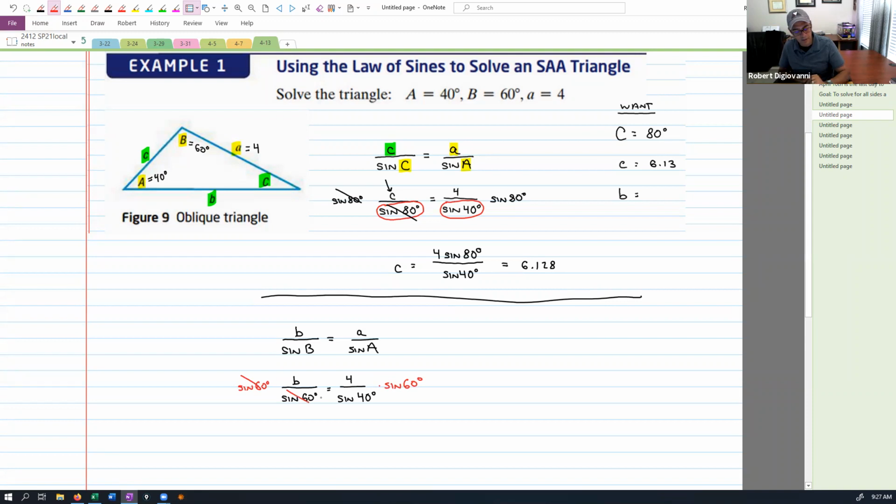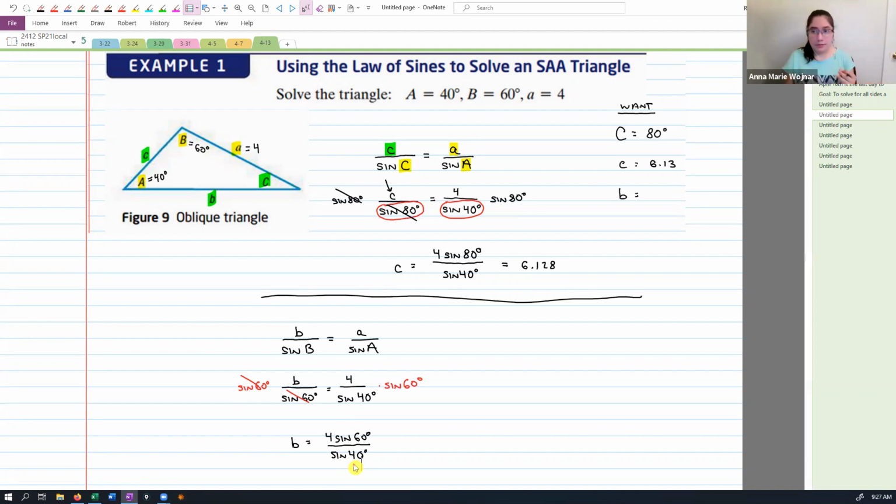They'll cancel out on the left. I'll get b is equal to 4 times sine of 60 degrees over sine of 40 degrees. Now I realize that 60 degrees is a common angle. However, 40 degrees isn't, so you're still going to need your calculator here, no matter what. So let's do that.